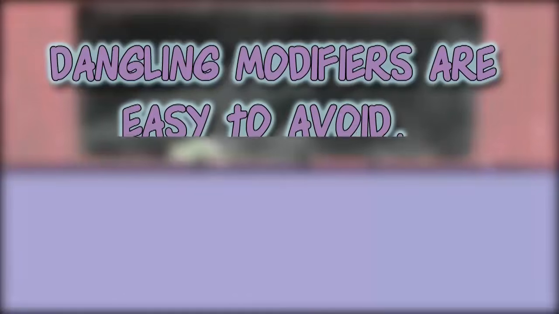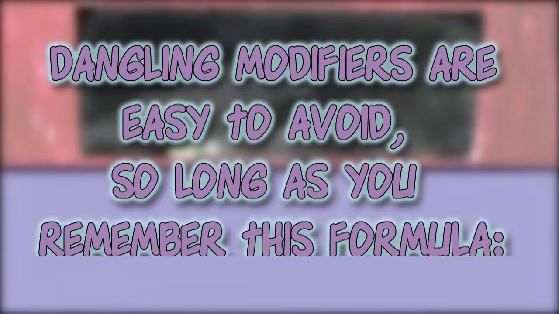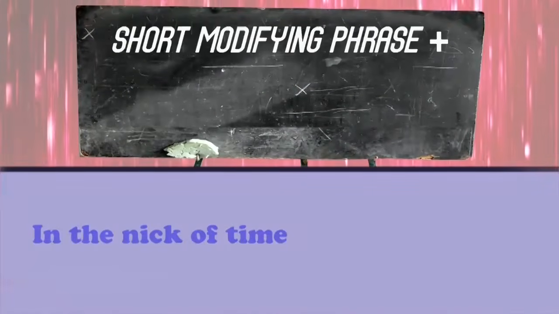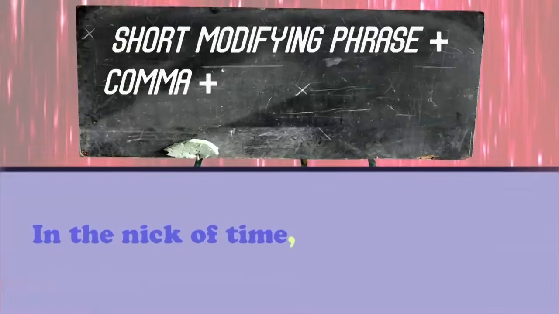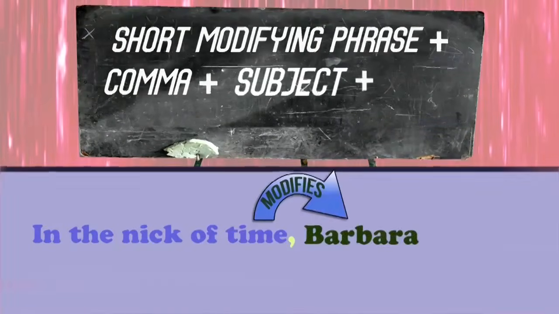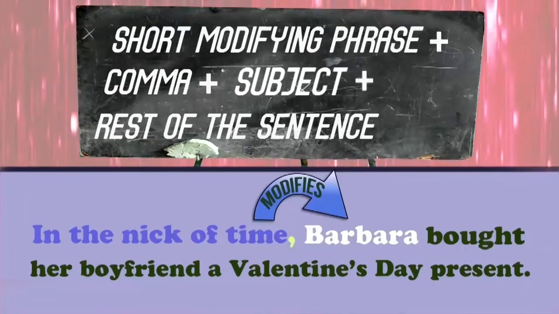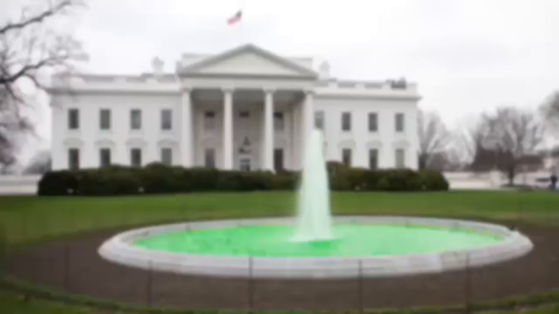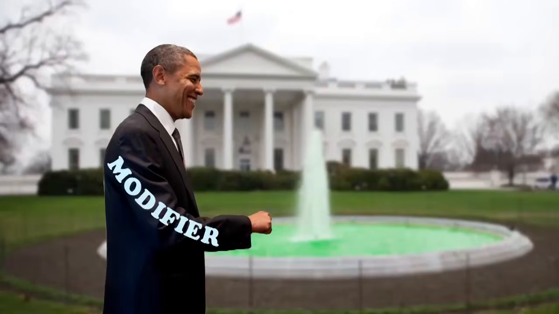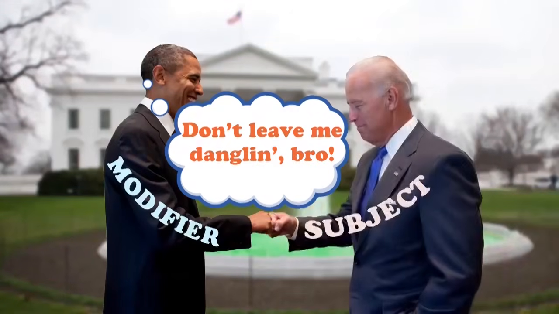Dangling modifiers are easy to avoid so long as you remember this formula. Short modifying phrase, plus comma, plus the subject being modified, plus the rest of the sentence. So let's look at a couple of examples of dangling modifiers and how to correct them.